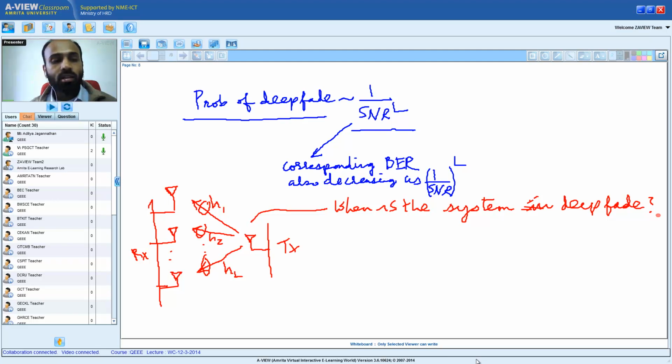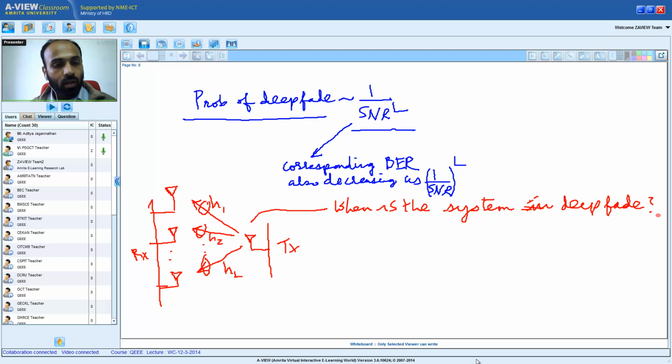Each signal power is less than the noise power, correct? That is basically each of the L links is in a deep fade. That is, the link corresponding to receive antenna 1, receive antenna 2, so on up to receive antenna L. All the gains G1, G2, up to GL are less than 1 over SNR, which means each of the links is in a deep fade. Because even if one link is not in a deep fade, then communication is possible between the transmitter and receiver.